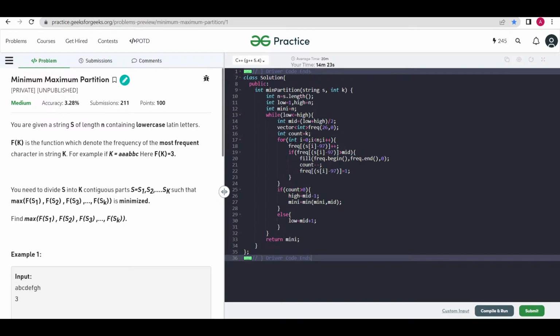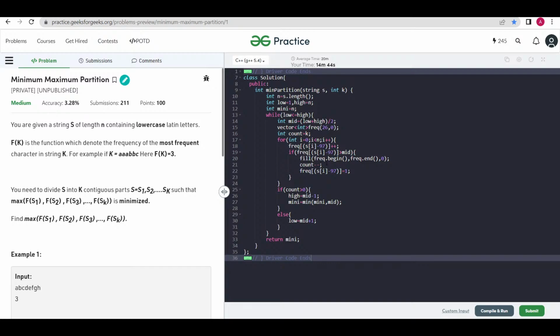We have run a loop. Initially the count value, that is the partition that we can perform, is k, and then for each character we'll be incrementing its frequency, and then we'll be checking if the frequency of a particular character is greater than the mid value that we have initially found. Mid value here is the kind of partition that we are performing.